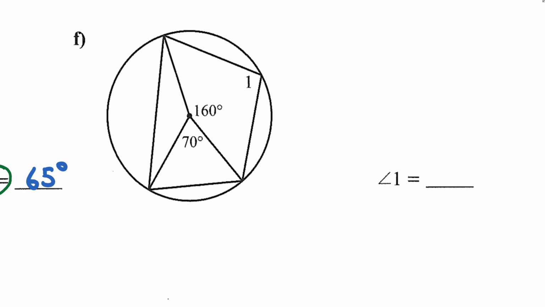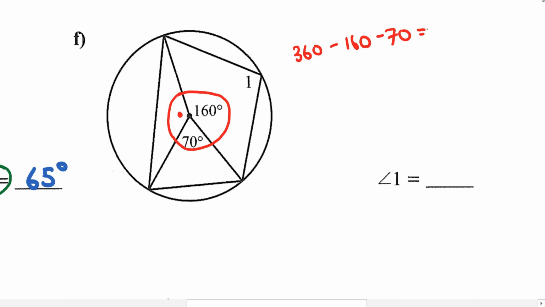So I would go ahead and try to find this angle right here. I do know that this entire part right there adds to 360 degrees. So if I do 360 minus 160 and minus 70 degrees, that should give me the value for the missing angle. That's going to be 130 degrees. So what did we just find? We just concluded that this angle here has to be 130 degrees.